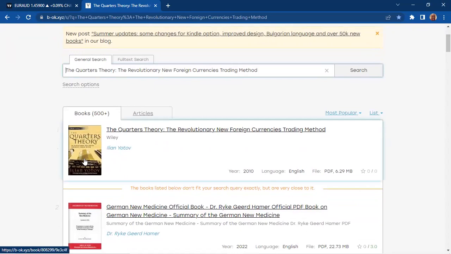He talks about the market trades in quarters. There's 4 quarters, and each quarter will equate to 1,000 pips, right? It's just catching the quarters. It's called the quarter theory. So this is a really good book.